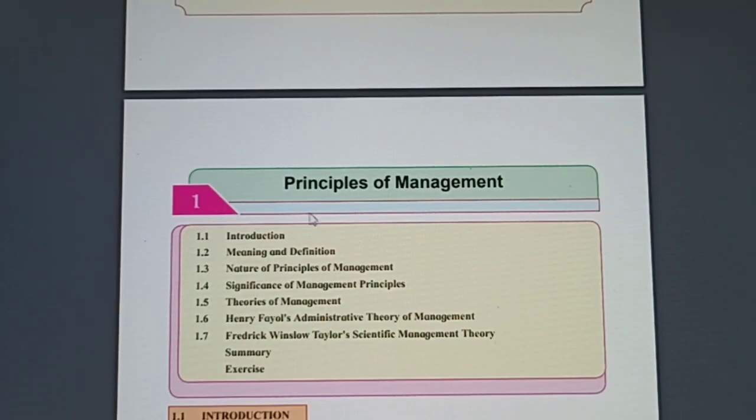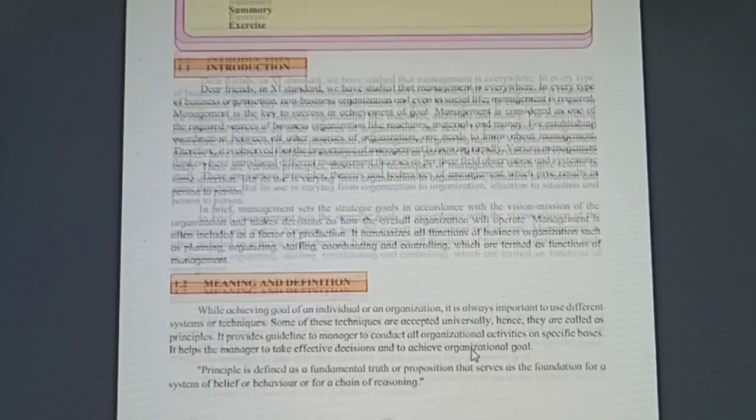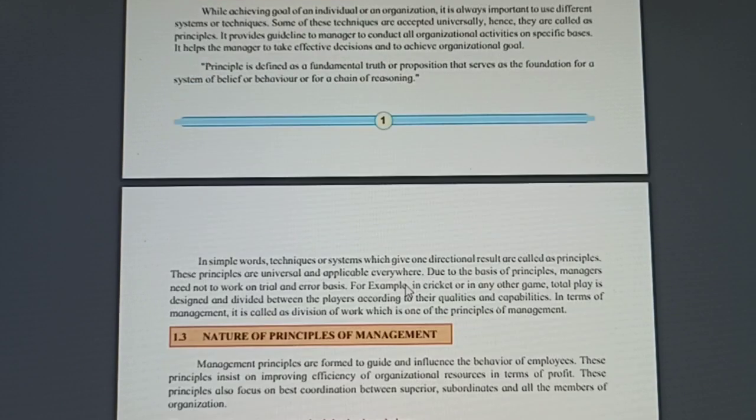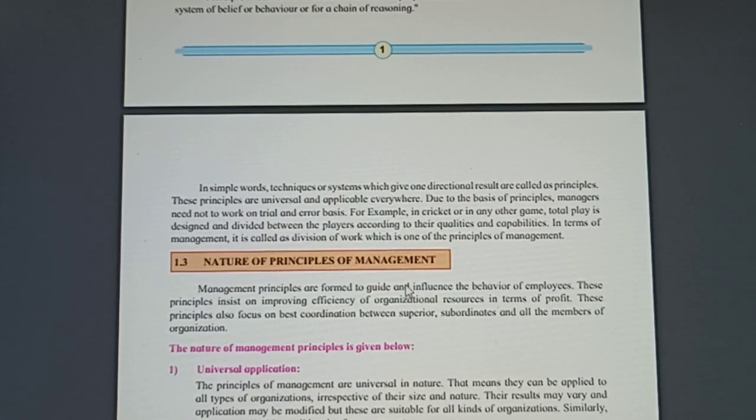As you can see here, chapter number 1, Principles of Management. Here you can see the introduction part, what is given, what we are going to study in this full chapter. So let us go on. First of all, let us see what is the main point given in this chapter.